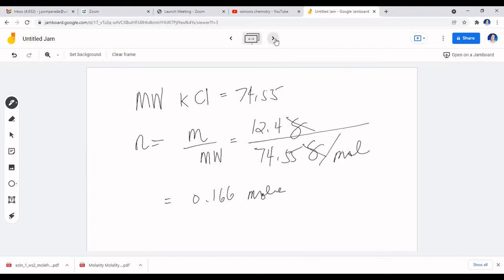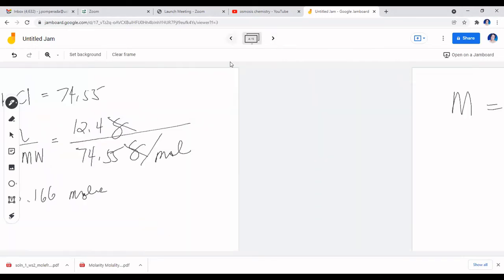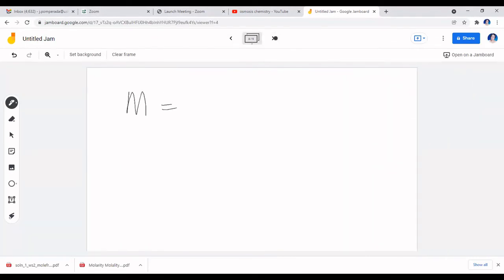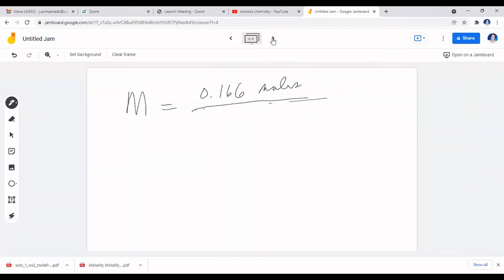Okay, then we go to our formula. So M is equal to, now you have the number of moles, 0.166. We divide it, so this is moles, we divide it by the volume. The volume that is given to us, class, is in ml. 289.2 ml. What do I do with this? What do we do with the ml?